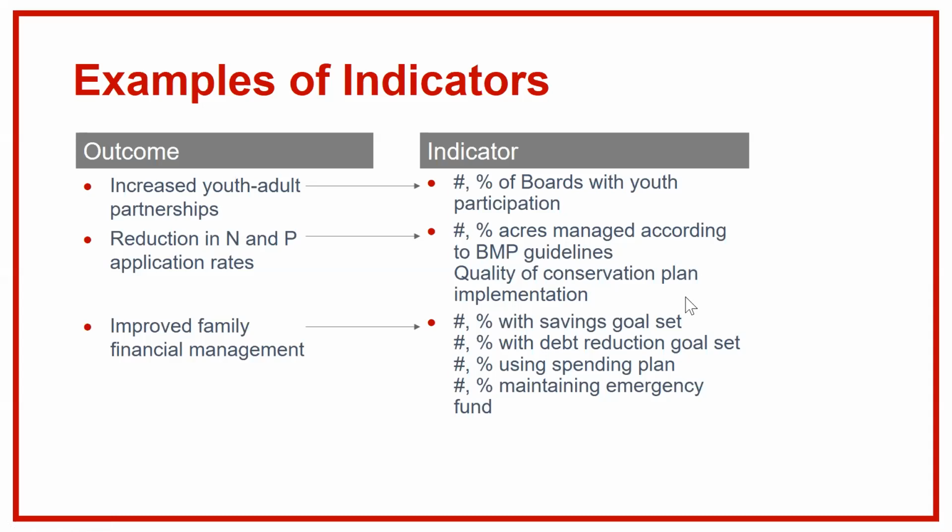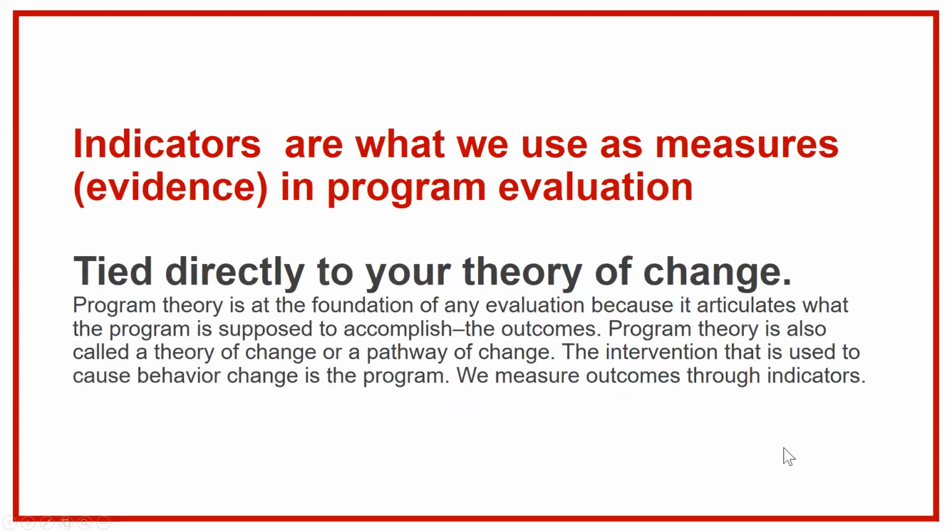If we were looking for a reduction in nitrogen and phosphorus rates, then we might measure the acres managed according to the BMP guidelines or the quality of conservation plans that are implemented. If we're looking for improved financial management, we might count the number of people and or families that have established a budget and are actually using their budget. So you can measure some type of behavior change too, to get at an indicator of success of that program. Just remember that you always need to tie those indicators of success back to that theory of change or the program objectives and outcomes for that program.